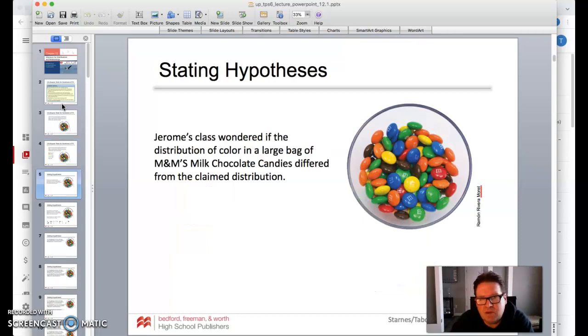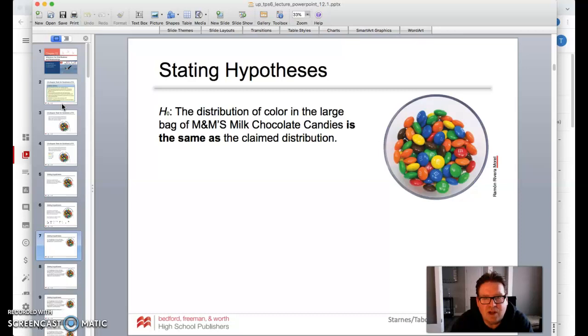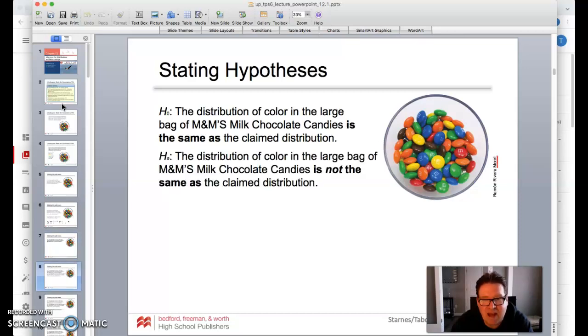So Jerome's class was wondering if the distribution of color in a large bag differed from the claimed distribution. And here's what they got. They took a random sample of 60 candies out of the bag, and here's what they got. All right, so the distribution of color in the large bag of M&M's milk chocolate candies is the same as the claimed. That's going to be our null hypothesis, and our alternative is going to be that it's not the same.